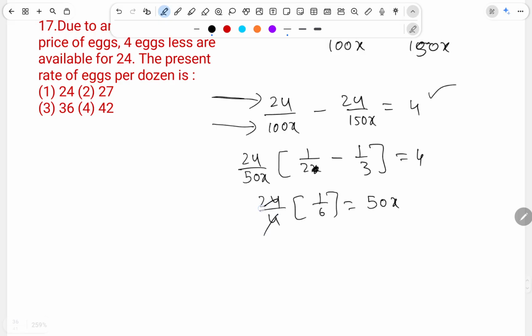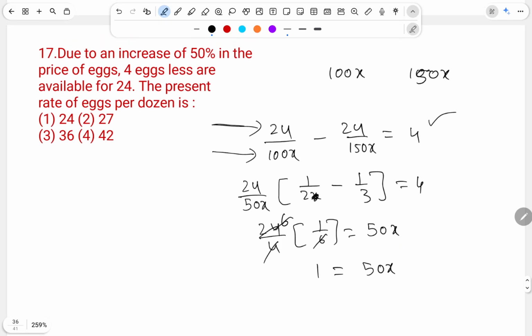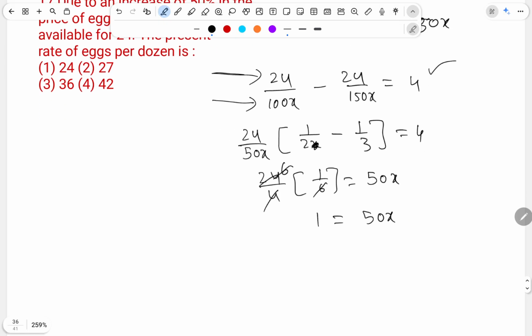Now 4 ones are 4, 6 and 6 get cancelled. So 1 is equal to 50x. Now actually we need what? The present rate of x per dozen. Present rate is what? 150. So into 3.